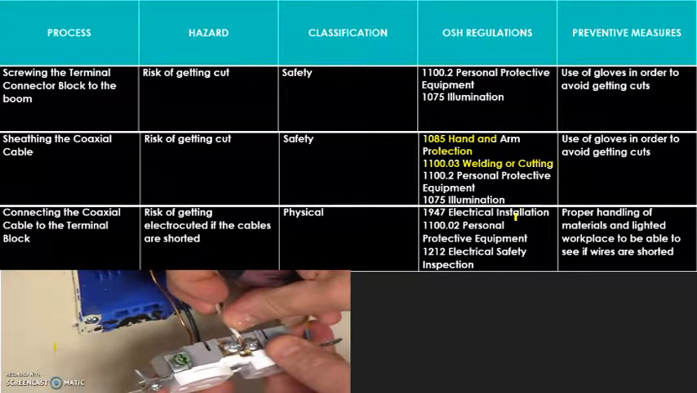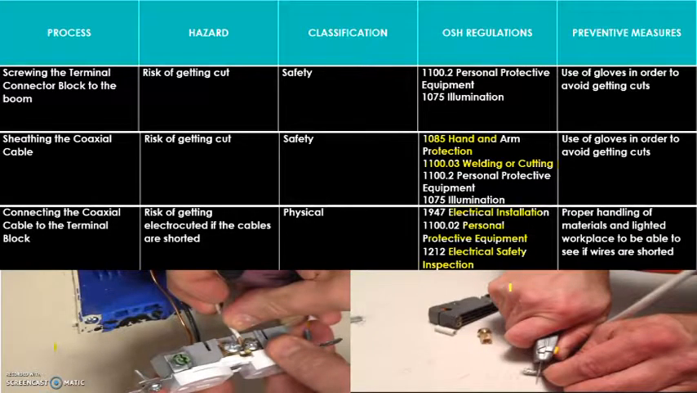The next step will be connecting the coaxial cable to the terminal block. Now we have the risk of getting electrocuted, and it falls under physical. Its OSH regulations include electrical installation, PPE, and electrical safety inspection. Its preventive measures include proper handling of materials and a lighted workplace to be able to see if wires are shorted. This is an example of the coaxial cable, and we can see the person is using their bare hands, and it's very vulnerable to cuts.